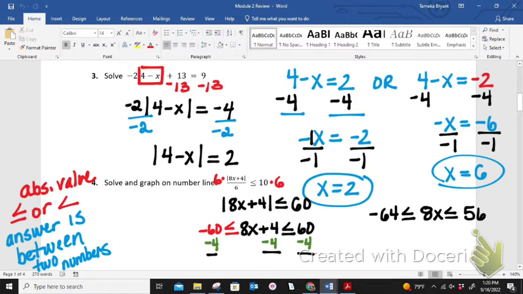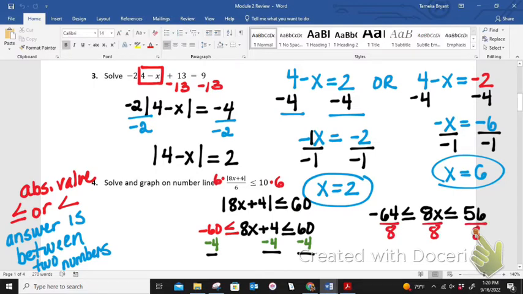So the x in the center, you need to have that x isolated. So how do I get rid of that 8? That 8 is being multiplied by x. So what's the opposite of multiplying by 8? Dividing by 8. Good job. So we're going to divide by 8.